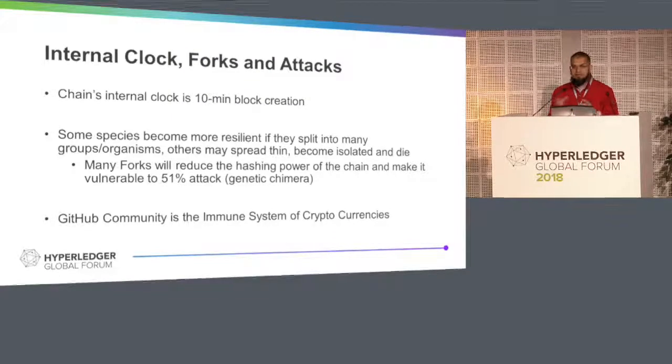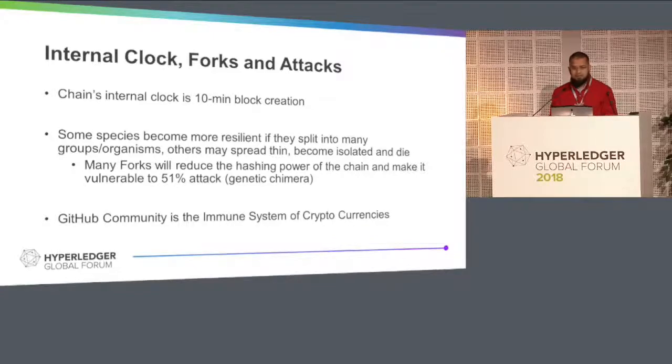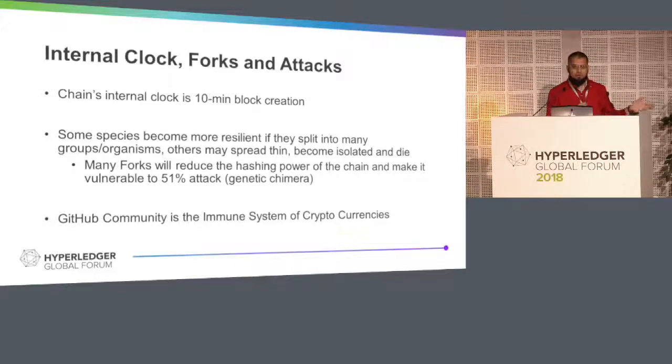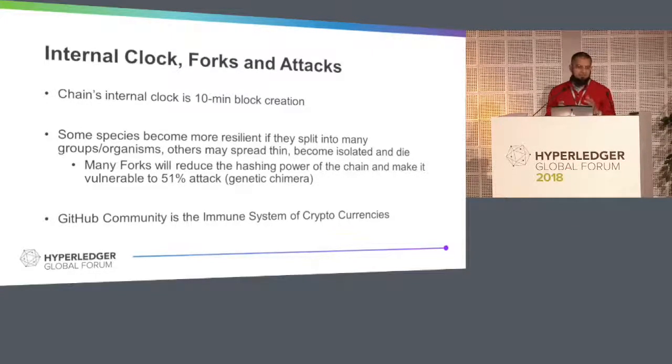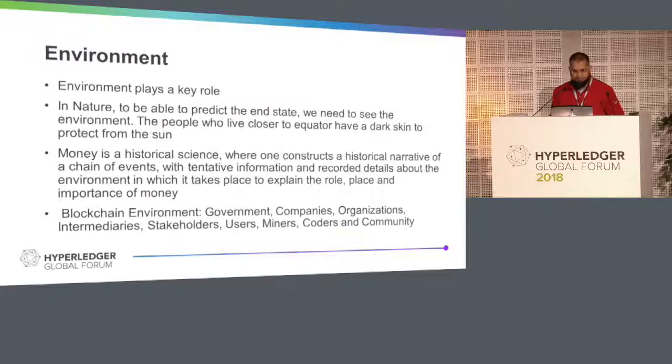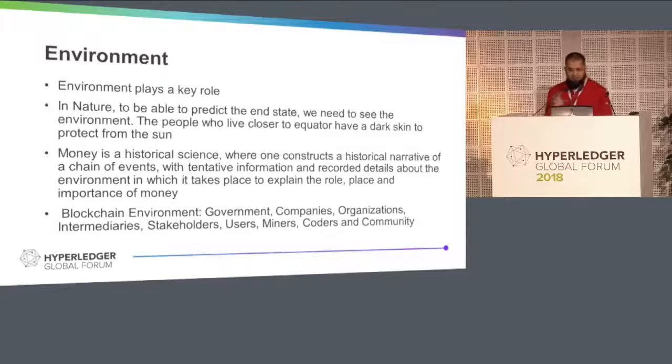Some species, when they divide into groups, have a better chance of survival. For example, Darwin's finches have different kinds of beaks. Ten different finches have ten different kinds of beaks, and that makes them good for survival. Some other species might go isolated, spread thin, and die. For example, if we have a Bitcoin or chain network and we divide it into 10 forks, every single chain will get one tenth of the hashing power, and they are vulnerable to attacks. This is the concept of genetic drift that we have in biology as well. So the environment needs to be considered. It's very crucial and plays a very important role.